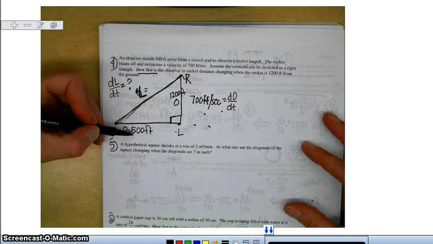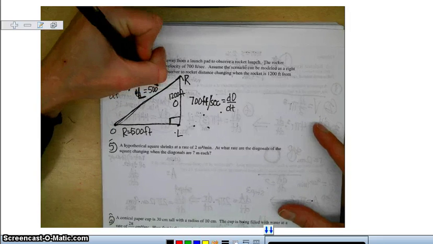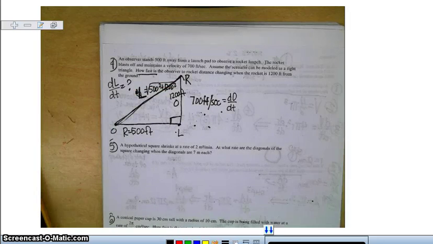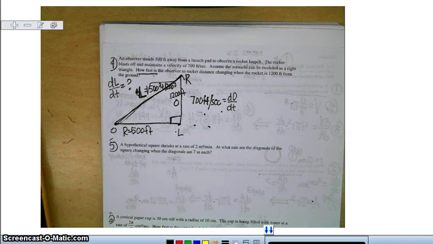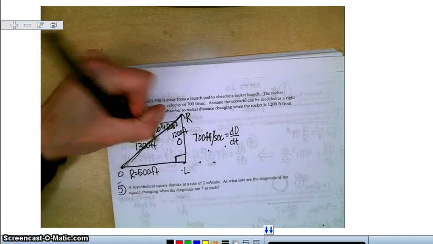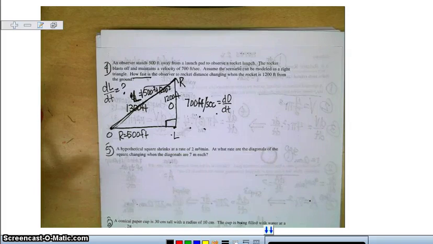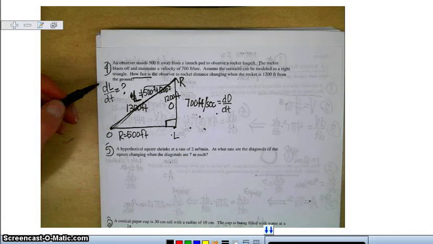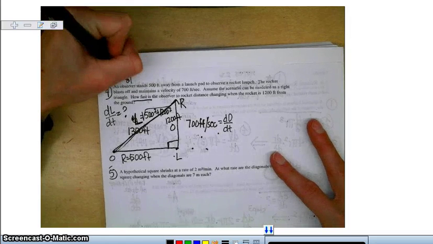Pythagorean theorem. 500 squared plus 1200 squared, and then square root it. You can give a decimal. I got 1300. So L is 1300 feet. Okay, so step one, we know all of the things. We're only missing one thing, and now we've got to come up with an equation.